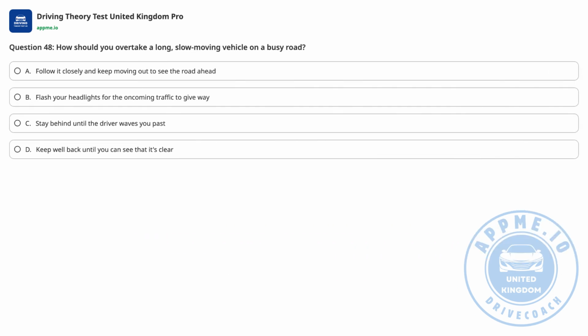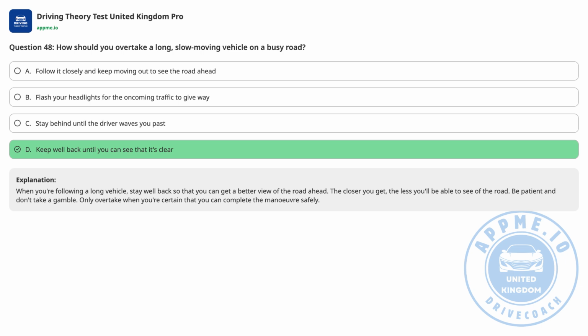Question 48. How should you overtake a long, slow-moving vehicle on a busy road? A. Follow it closely and keep moving out to see the road ahead. B. Flash your headlights for the oncoming traffic to give way. C. Stay behind until the driver waves you past. D. Keep well back until you can see that it's clear. The correct answer is D.